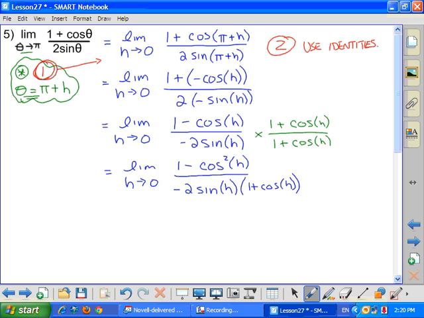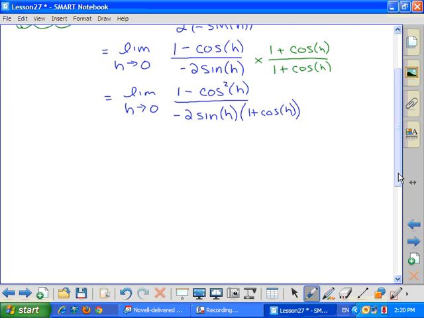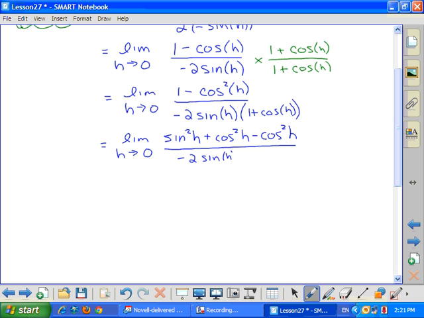Now we need to simplify that top, and people are probably starting to see where we're going with this. We're going to use another trig identity to clean that one up. So whether you replace the 1 with sine squared plus cos squared h minus the cos squared h that we originally had, over negative 2 sine h, 1 plus cos h. Those two will cancel each other out for us. And now I have the top with a sine squared h, and the bottom is being multiplied by sine h, so they will reduce my exponent.